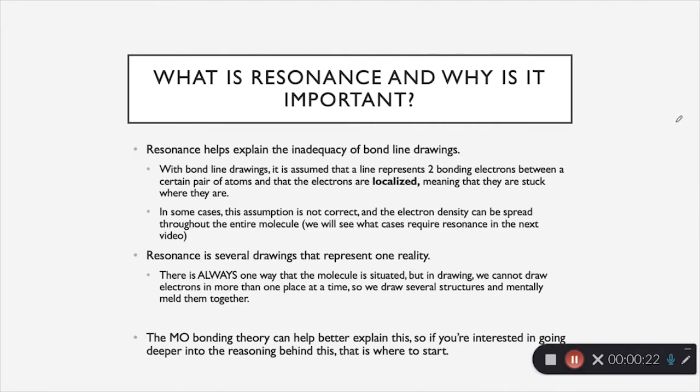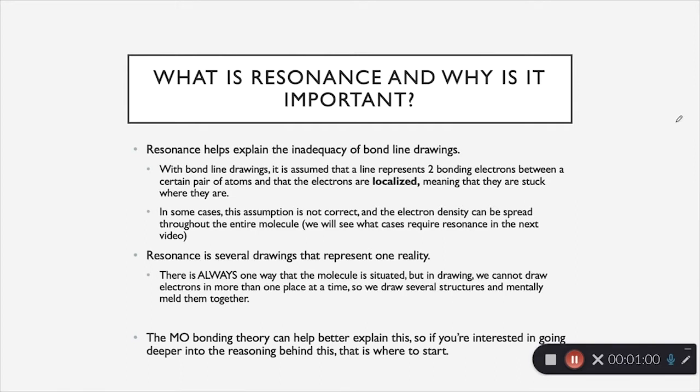What that means is that when you have a bond between two atoms, that is saying that there are two electrons between those two atoms and they're stuck there. They're not going to move anywhere else because they're holding those two atoms together. But in some cases, the electrons can move around and they're not stuck between those two atoms. Obviously in a drawing, we can't see the movement of those electrons. That's why resonance is important, because it shows us that those electrons are delocalized, or not stuck in that one position, but can spread out and move around the entire molecule.